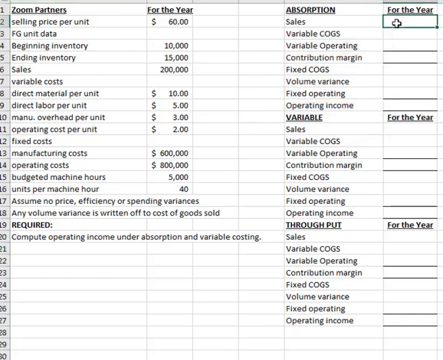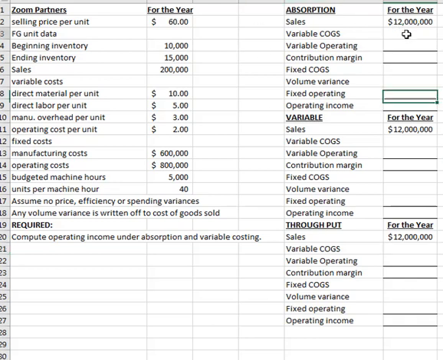All right, so the sales for each of the three methods would be the same. It's the selling price per unit times the units sold. So there's never any difference in terms of the selling piece of it. The only thing that's different is how you handle labor and overhead.